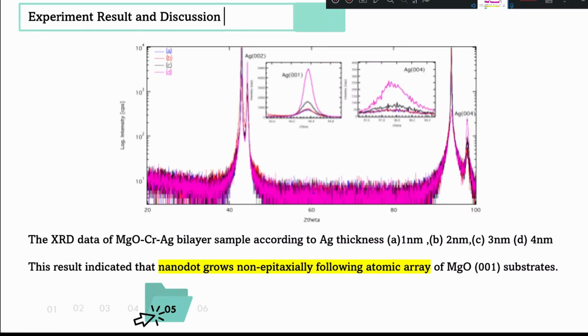This is the XRD data of the MgO Cr Ag bilayer sample according to Ag thickness: A 1 nanometer, B 2 nanometers, C 3 nanometers, D 4 nanometers. This result indicated that the nanodot grows non-epitaxially following the atomic arrays of the magnesium oxide substrates in the direction of 001.